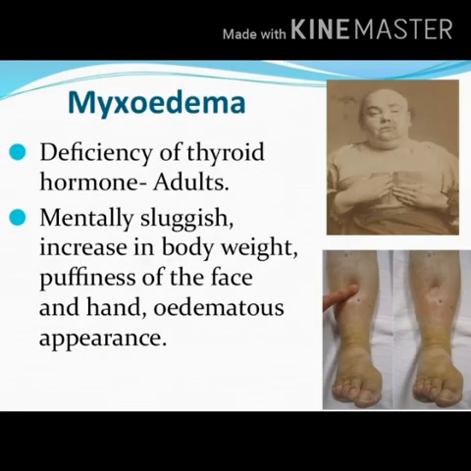Next is myxedema. It occurs due to the deficiency of thyroid hormone in adults, and its characteristics are being mentally sluggish, increase in body weight, puffiness of the face and hands, and an edematous appearance. Sluggish means inactive, so they are mentally inactive. Edematous means swollen, so they are swollen in appearance.